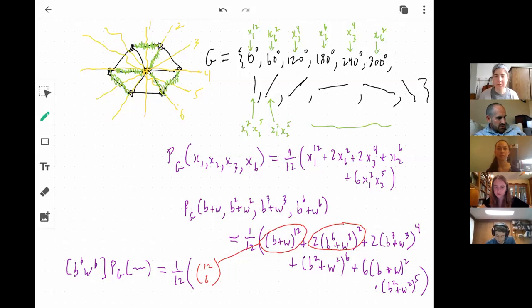Okay, so, right, it'd be B to the 12th, and then B to the 6th, W to the 6th, and then W to the 12th. You would square this out. So you're saying you would get a 4, right? Yeah. When you square that out? Oh, thank you.